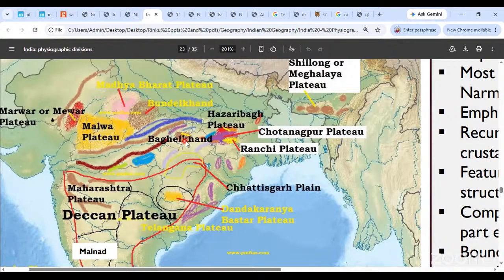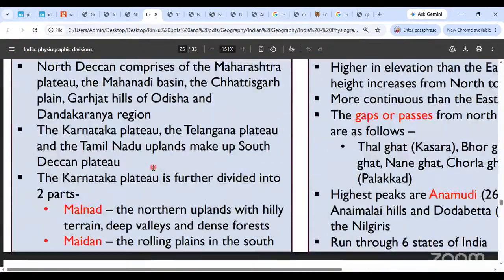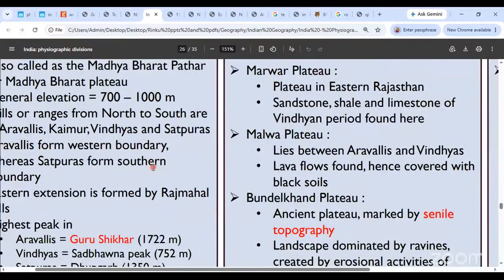To the east of the Satpuras you find the Bagelkhand plateau, and then over here in this Chota Nagpur region you find Chota Nagpur plateau above, then the Hazaribagh plateau in the middle, and the Ranchi plateau lower, a little to the south. That is how it goes. And this is the Shillong plateau. Of course, that is not part of the Madhya Bharat Pathar, but just to remember ahead. Here we are, we are discussing the Madhya Bharat. Now we go to the Marwar plateau.